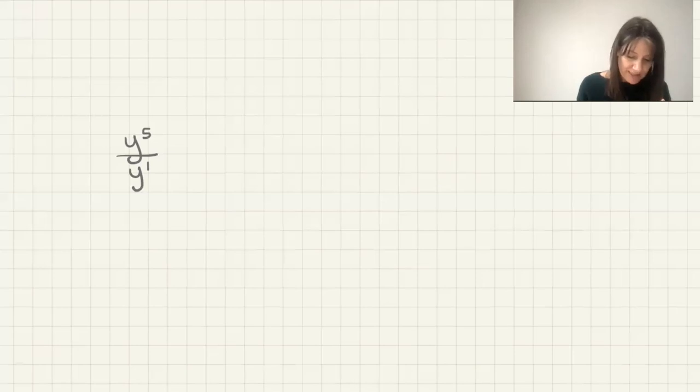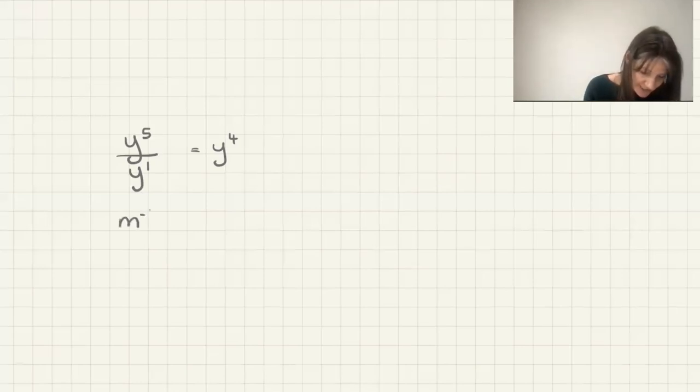So I know the rule is take. 5 take 1 is 4. So my answer is y to the 4. And well done if you worked out that that y would be worth 1. Okay, here's the next one. We're going to do m to the -3 divided by m to the 4.